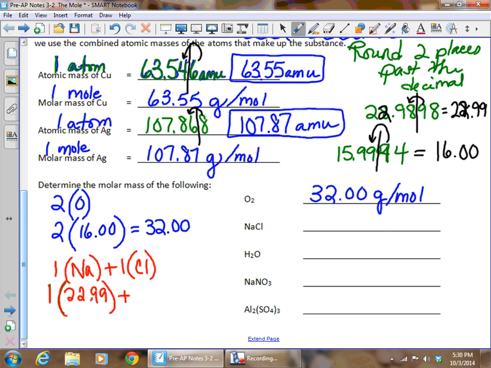Chlorine is 35.453. If we draw our line right after the second place past the decimal, we'll see that in this case we don't round up. So our molar mass is simply 35.45 for chlorine.